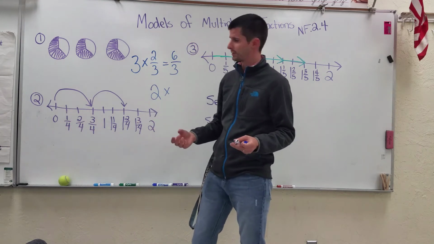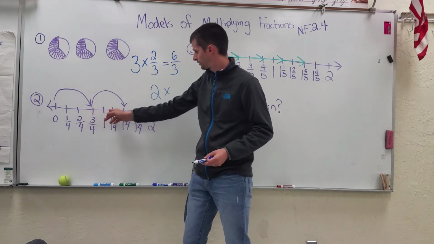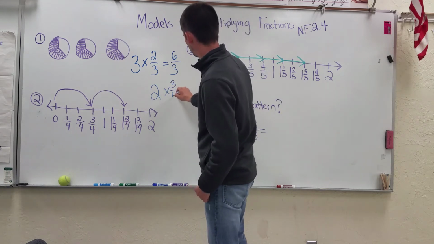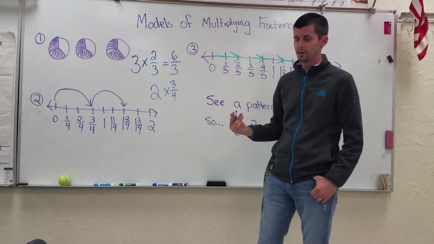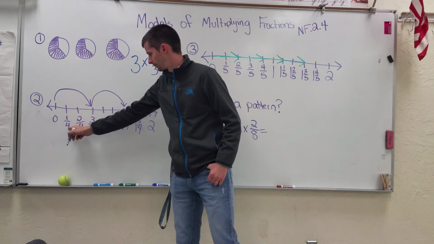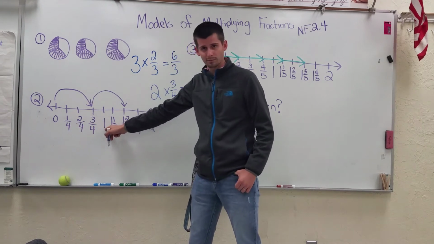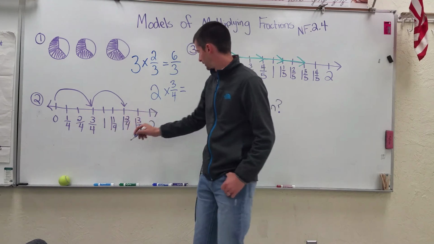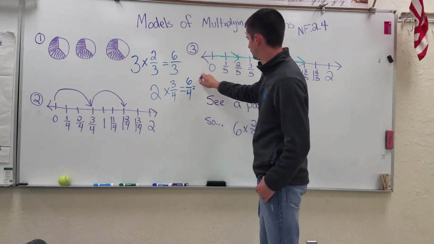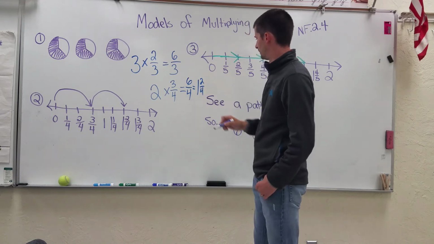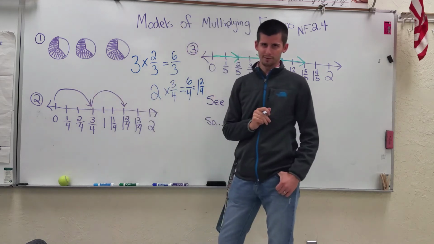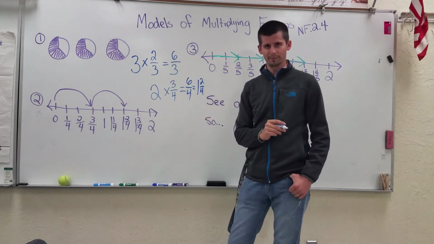Let me check the other group to make sure it's the same. All right, 1/4, 2/4, 3/4. So 3/4 is in each group, and I have 2 groups of 3/4. When I add that up, that'd be 1/4, 2/4, 3/4, 4/4, or 1 whole, 5/4, 6/4, which is also equivalent to 1 and 2/4. So this time I used a number line to figure out a multiplication problem with a fraction.